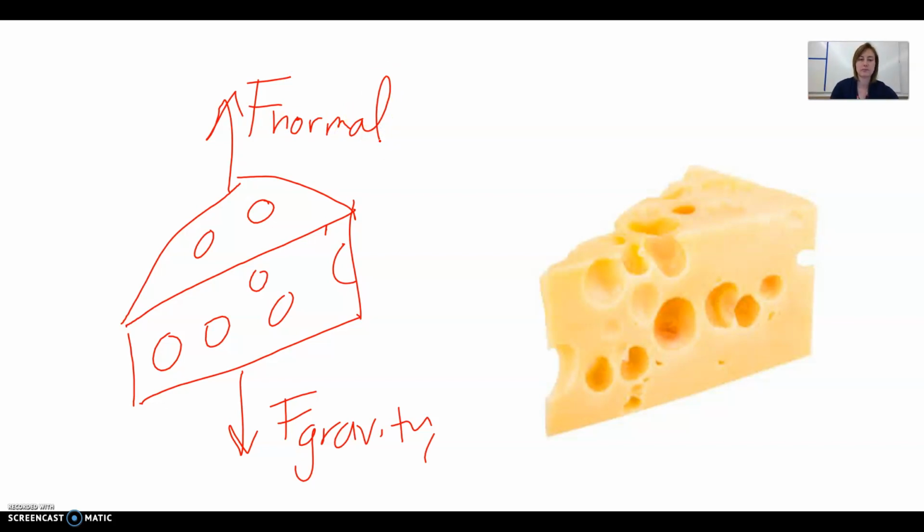It's just sitting there. Okay, and we're going to assume that the cheese is not sliding anywhere, like nobody's pushing it or anything, so there's no side-to-side forces. It would just be gravity pulling down, normal force pushing up, and they're balanced, so it's just sitting there on the table. Okay, I think I have one more practice.